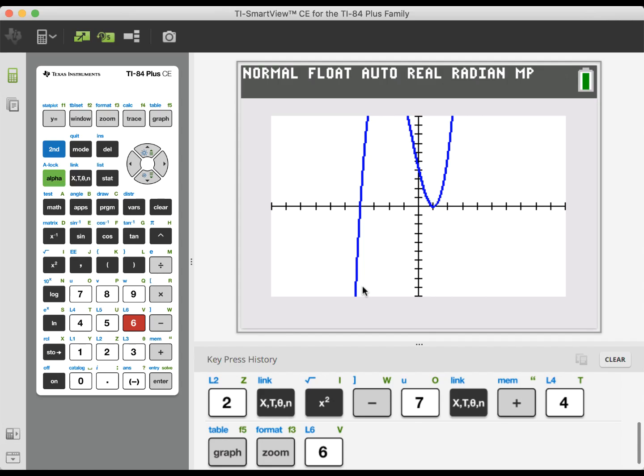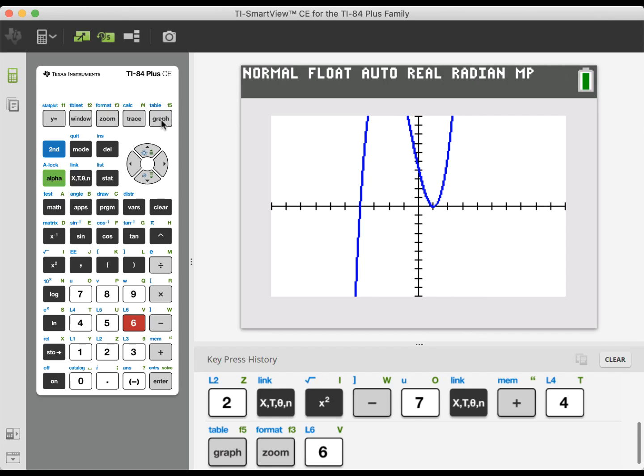Now, what we mean by zeros is where the function crosses the x-axis. And if you look at the x-axis, -1, -2, -3, -4, -4 is a zero. Also going right 1, that's a zero as well. But we can also see this from the table itself.